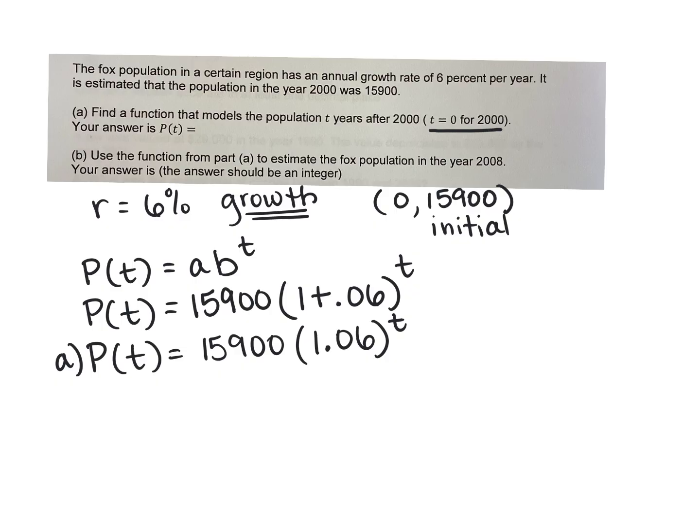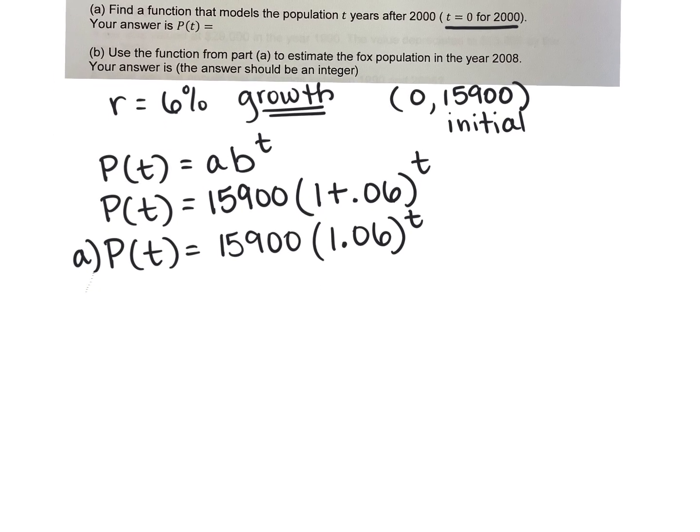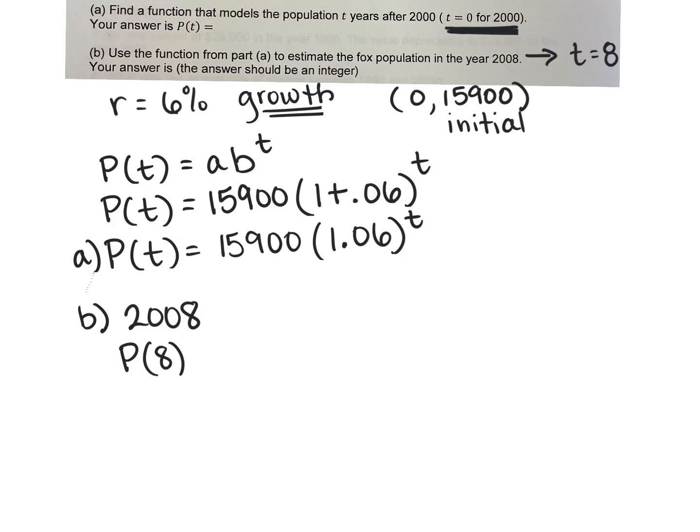B answer says use this equation to estimate the fox population in the year 2008. That is not what we're going to put in for t, because we use t equals 0 for 2000. So if I'm looking at the year 2008, then t would be equal to 8. So we're going to do P of 8, and that's going to give me 15,900 times 1.06 raised to the 8th power.